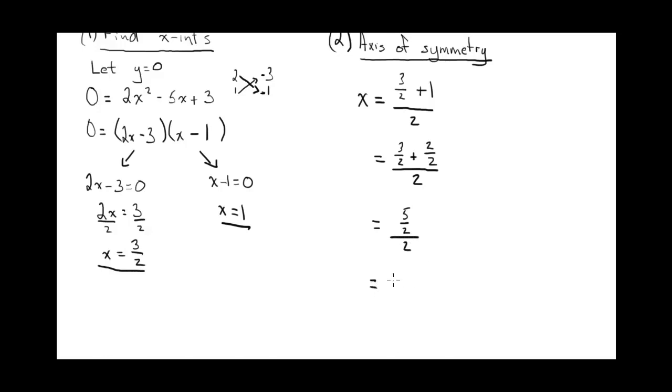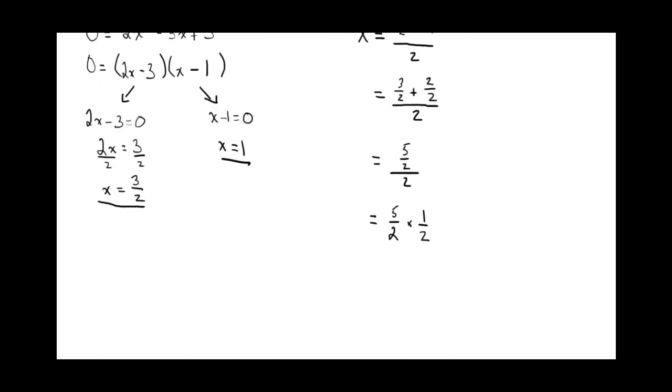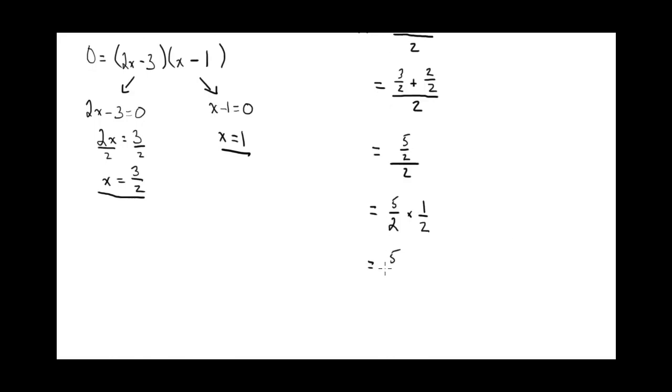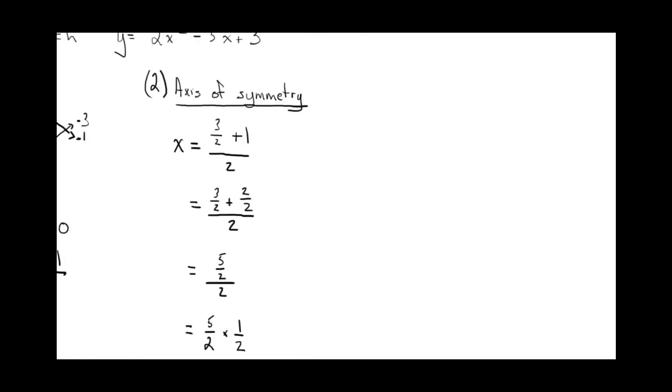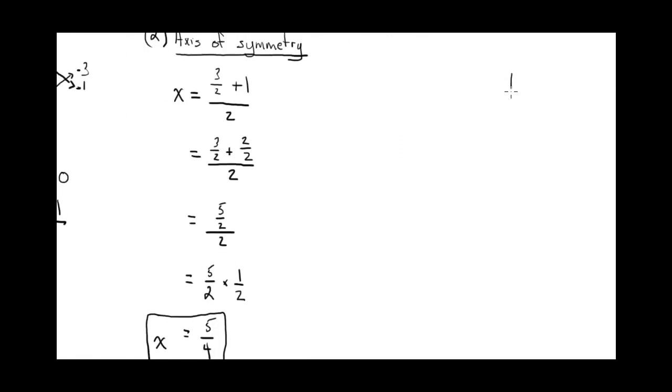The way you divide fractions, you take the numerator, change the division to multiplication, and the reciprocal of the denominator. So that's going to be 5 over 4. So your axis of symmetry is 5 over 4. Maybe I'll just start my sketch right now. So remember, rough sketch of the curve is all we're really doing. So here's my curve, my x, my y.